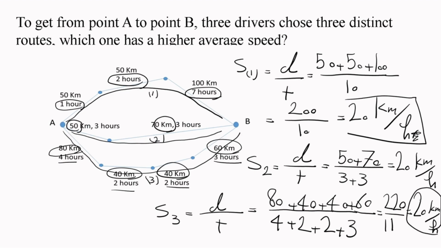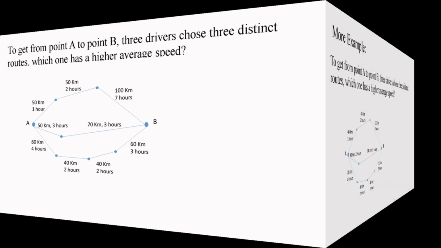So all of them have the same average speed, because the average speed of the first driver and second driver and third driver is equal to each other, and it is 20 kilometer per hour.